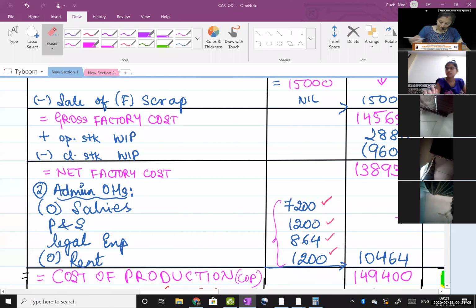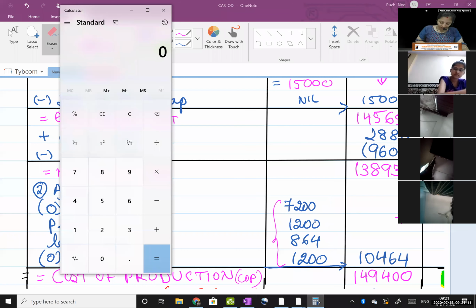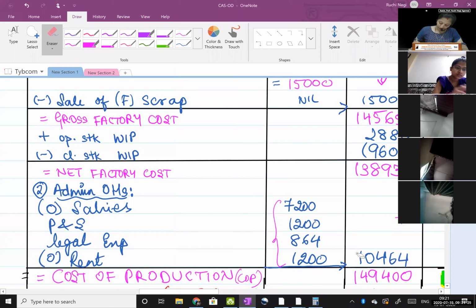Then you all know inner column total in the outer column. So 7,200 plus 1,200 plus 864 plus 1,200. The answer is 10,464. Take it in the outer column. So this is my admin overheads, 10,464.